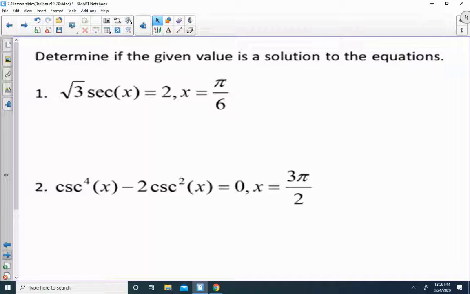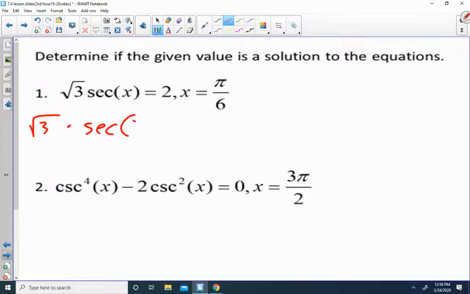So here, we're going to do the square root of 3, and we're going to multiply that by secant of x. In this case, we're going to try our x to be pi over 6. So let's put that in for x. And somehow we want this to try and equal 2.